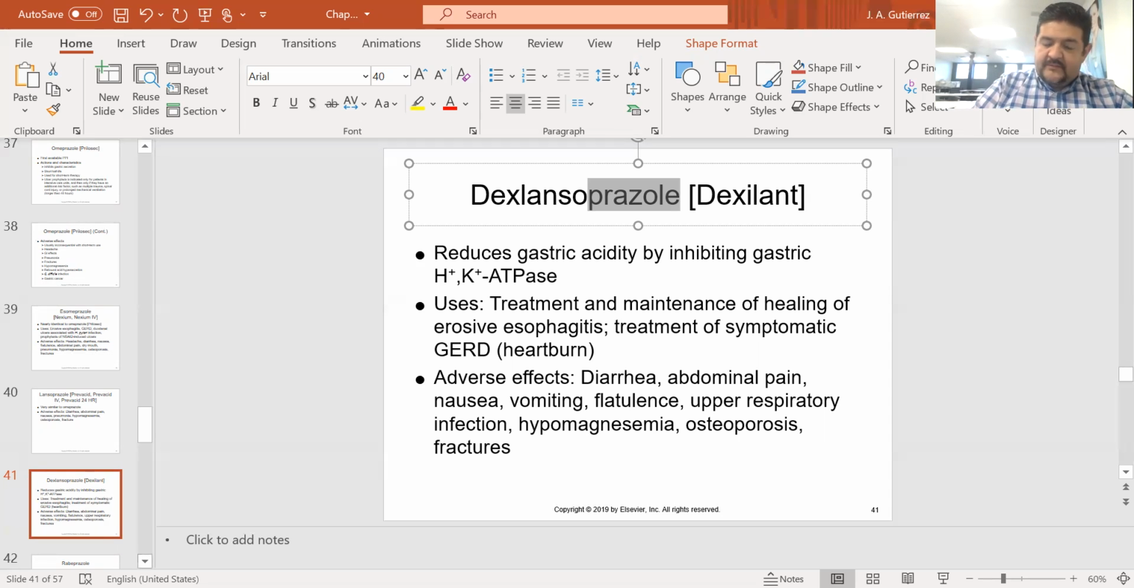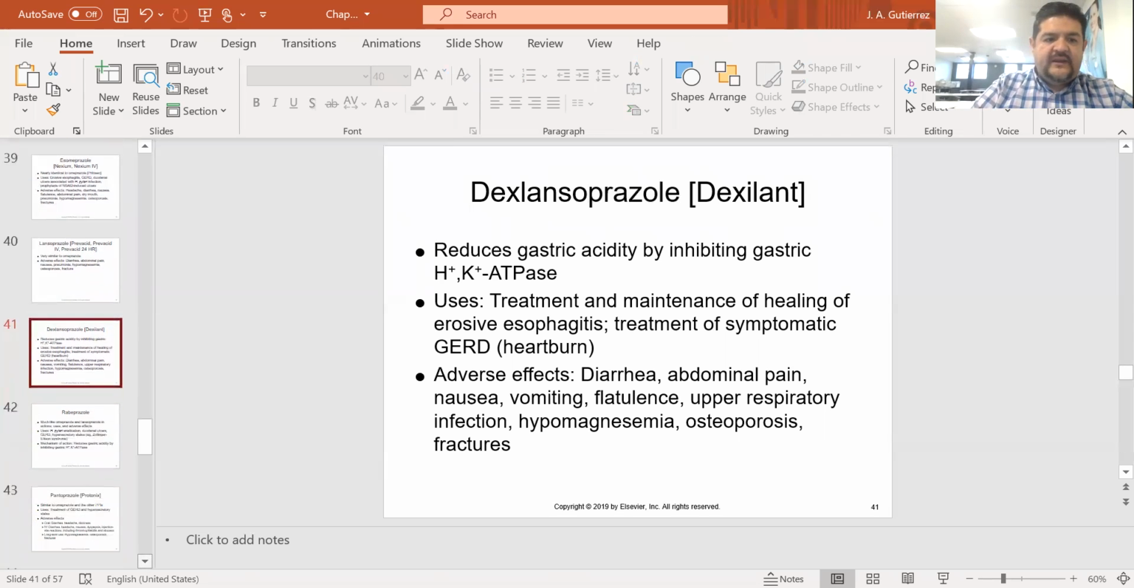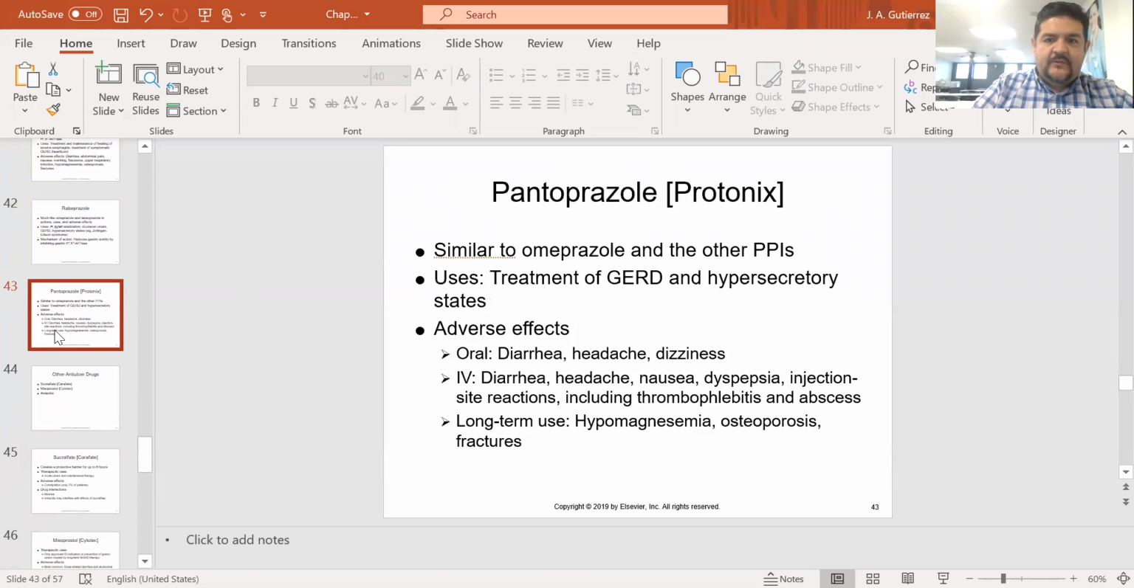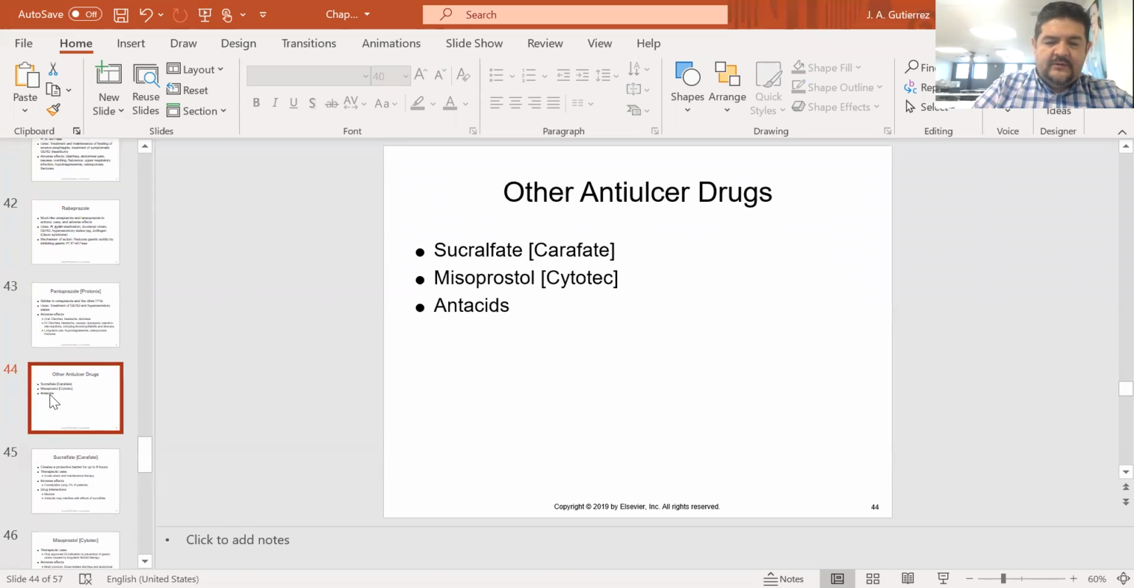So, in my personal experience, 1 to 2 weeks, and that's it. Rabeprazole, that's another one. Pantoprazole, and so on. So that'll be everything regarding proton pump inhibitors. This is the only drug that can block the production of gastric acid 100%. So if I want to heal this patient fast, that's the best drug.